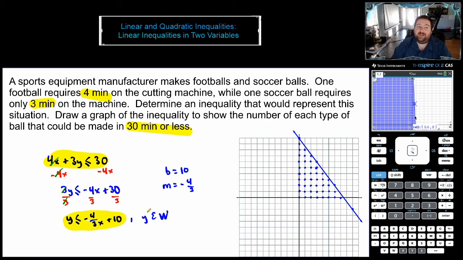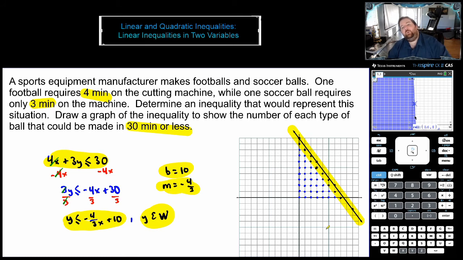We know that our combinations have to be whole numbers, don't they? Because you don't really want to have negative soccer balls or negative footballs. That doesn't make sense. And you also can't have 1.3 soccer balls. So they have to be whole numbers. Our b value is 10. Our m value is negative 4/3. That's going to let you draw this line.